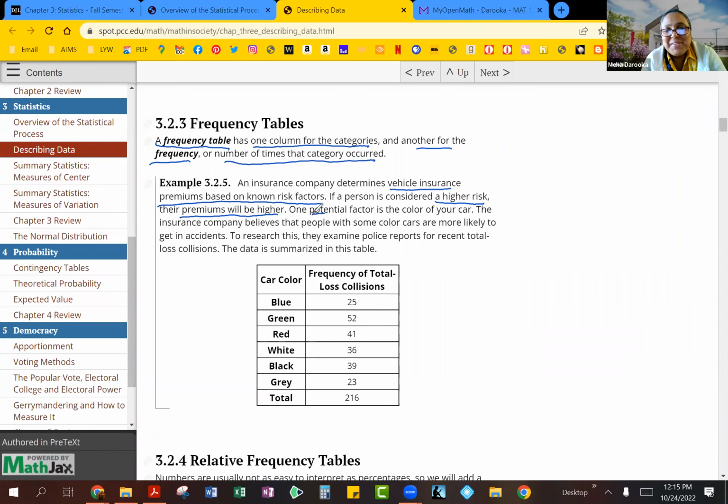Now, one potential factor is also the color of your car. The insurance company believes that people with some color cars are more likely to get in accidents. To research this, they examined police reports for recent total loss collisions, and here is the data.